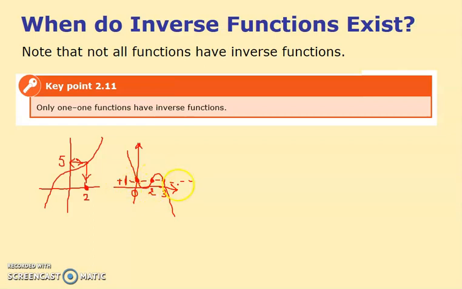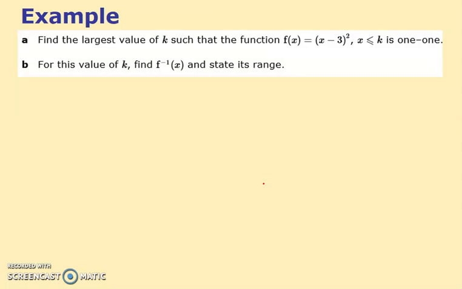And so this is what we call a horizontal line test. If you can draw a horizontal line that hits in multiple places, and here it hits 3 times, that basically means it's not a one-to-one function, and it's therefore no inverse. That's what we're looking for. So just bear that in mind. Is it one-to-one? Can we draw a horizontal line? Look out for this. So my first question says, find the largest value of k such that f of x is x minus 3.